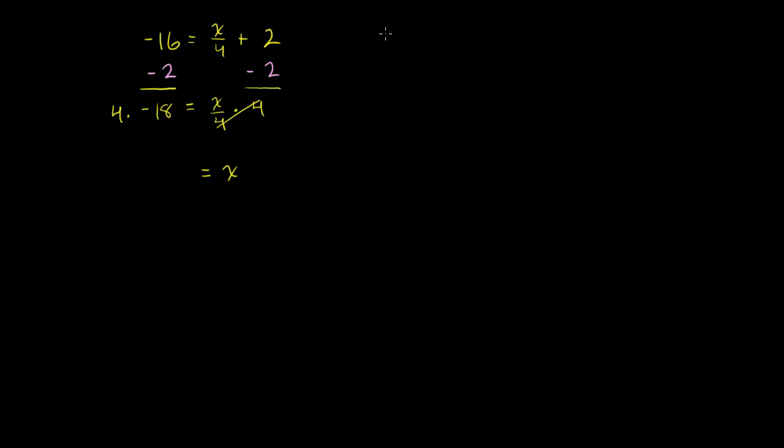Let's just write it out. So 18 times 4, if we were to multiply 18 times 4, 4 times 8 is 32. 4 times 1 is 4, plus 3 is 72. But this is negative 18 times 4, so it's negative 72. So x is equal to negative 72.